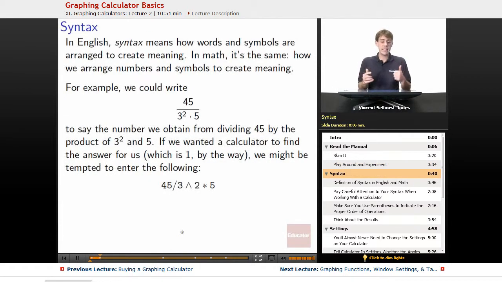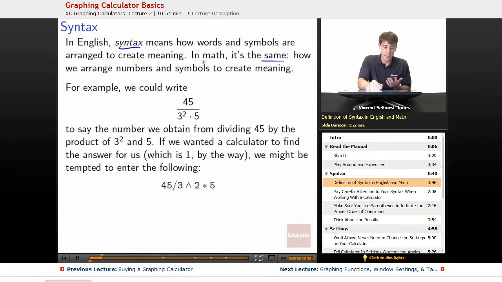In English, syntax means how words and symbols are arranged to create meaning. In math, it's the same thing. It's how we arrange numbers and symbols to create meaning. For example, we could write 45 divided by 3 squared times 5 like this, and we would be saying the number we obtain from dividing 45 by the product of 3 squared and 5.